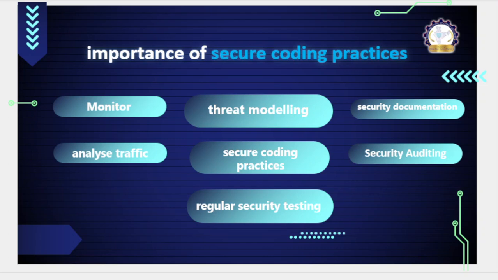Regular security testing is essential for ensuring the API system remains secure over time. By conducting security testing, developers can identify and address potential vulnerabilities before they are exploited by attackers. This helps to reduce the risk of data breaches, system downtime, and other security related incidents that would harm the organization. Fourth one, we have monitor and analyze traffic.